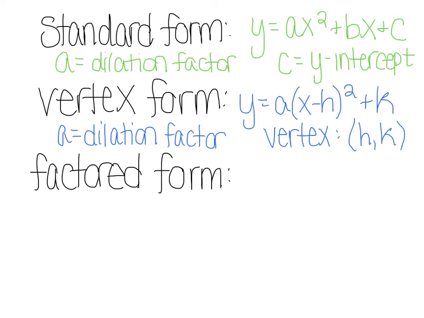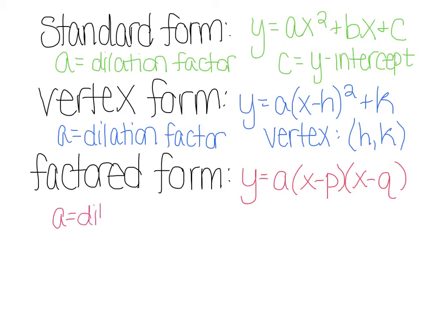Our last version is factored form, which is y equals a times x minus p times x minus q. In factored form, this is what we get when we factor from standard form. A is going to be our dilation factor, and p and q are going to be our x-intercepts.